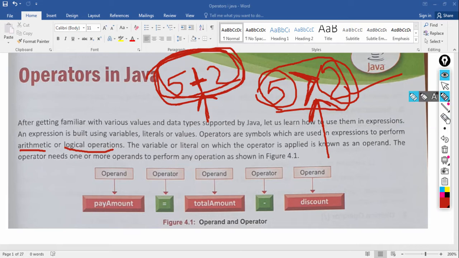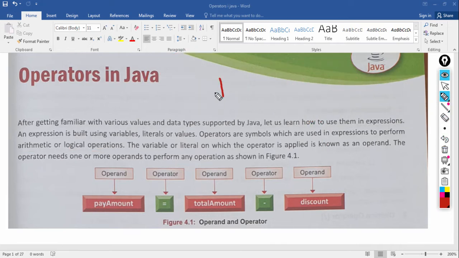Now for the sake of example, I have shown you plus and greater than. This one belongs to the arithmetic category and this one belongs to the logical category. There are many different kinds of categories, and within each category there are different kinds of operators. But the point is you should understand what operators are.